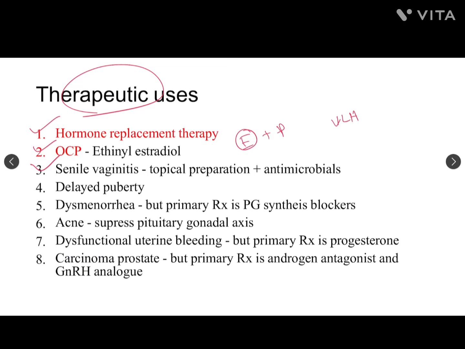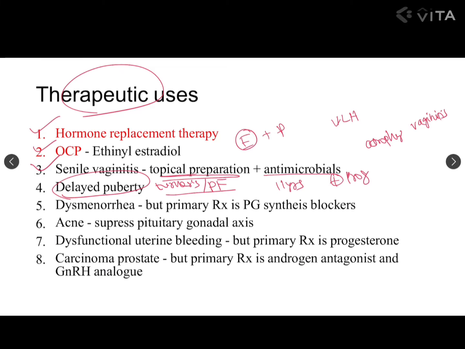Hence, the contraceptive effect. Senile vaginitis. What happens after menopause is that estrogen levels in the blood decrease. This causes atrophy of the vaginal epithelium, and thereby causes atrophic vaginitis. Now, to prevent this, we use topical preparations of estrogen along with antimicrobials. Delayed puberty, as in case of Turner syndrome or pituitary failure. We start cyclical estrogen supplementation from 11 years of age, and we add progesterone to the therapy once the female gets her first menstrual bleeding.